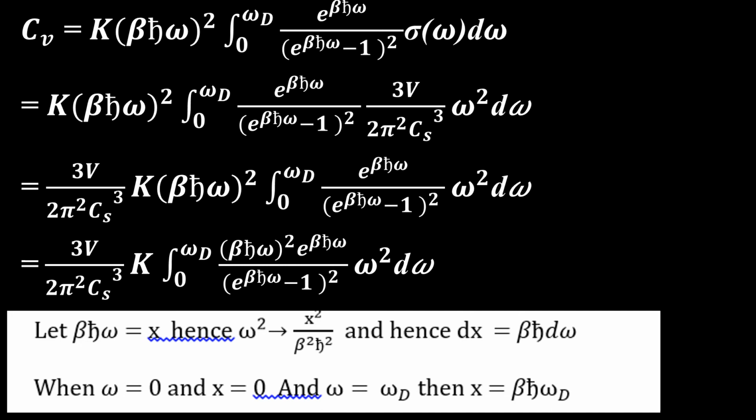Simplifying again, we get 3V by 2π² c_s³ into k, with the integral from 0 to ω_D of e^(βħω) by (e^(βħω) minus 1)² into ω² dω. This value we get on the right side of the integration. If we consider βħω is equal to x, hence ω² equals x² by β²ħ², and hence dx is equal to βħ dω, and this is very important.